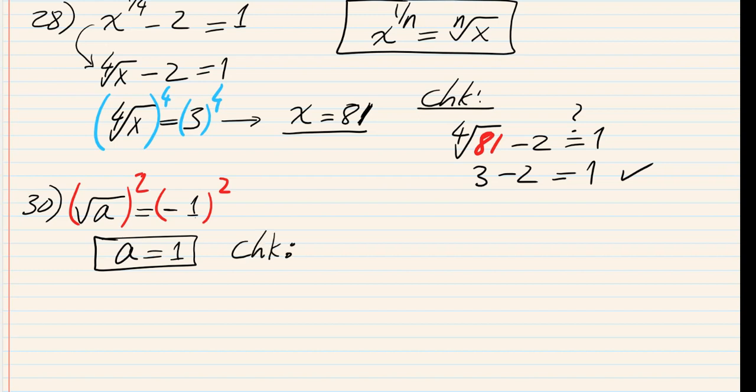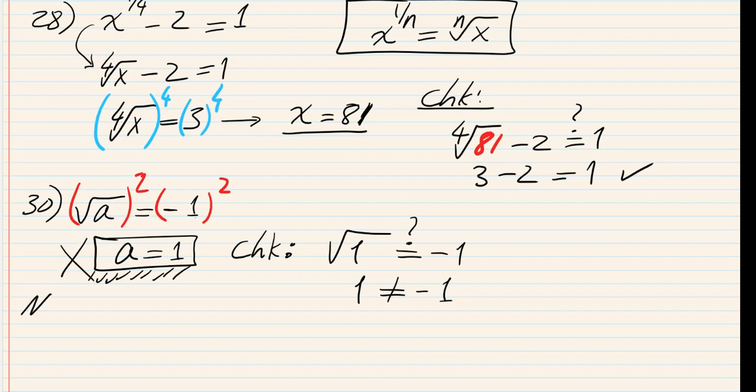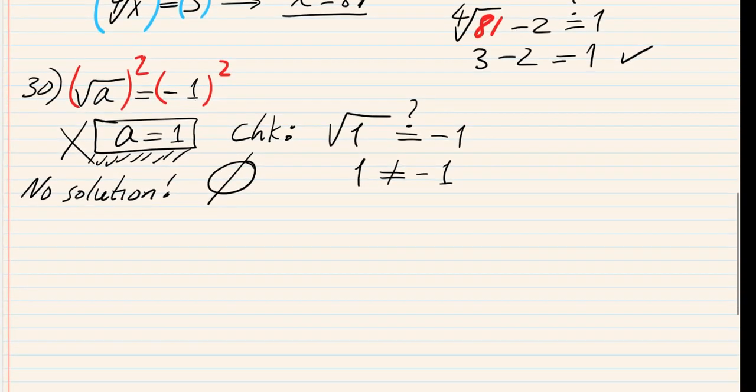Now let's check it. See if it works. Square root of 1 equals -1. Now square root of 1 is 1. 1 does not equal -1. You see that? It didn't work. So the only potential solution, a equals 1, is the one that did not work. So we're just going to discard it, and for this one we're going to say no solution. Usually in this book, I believe that's how they show no solutions, or you can just write it as no solution.